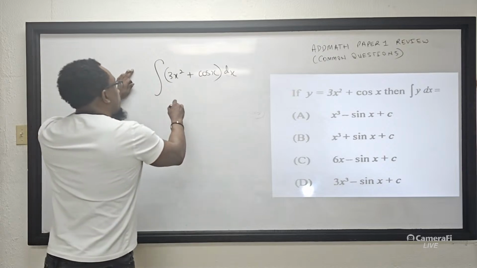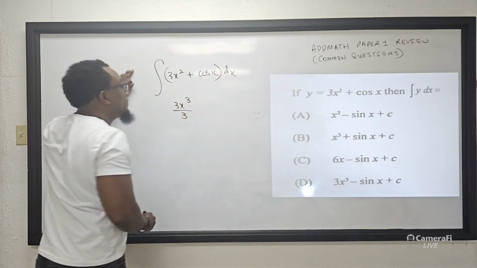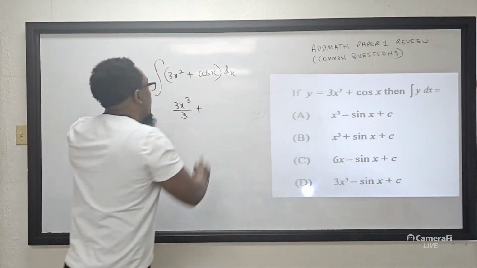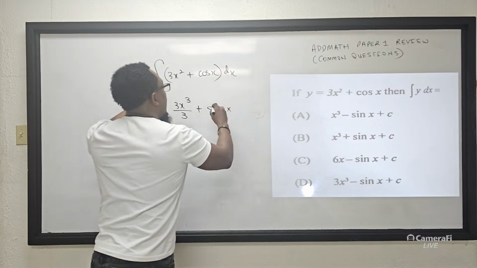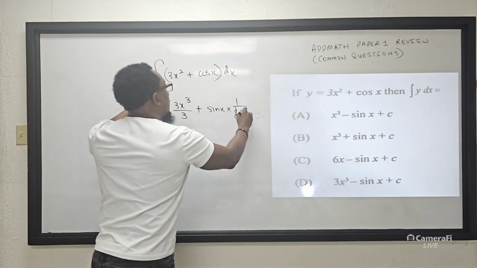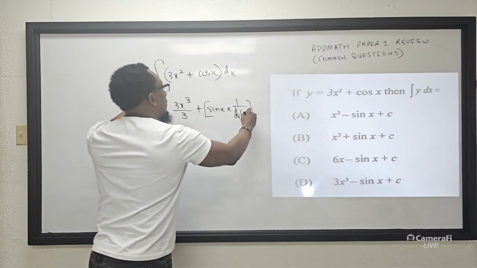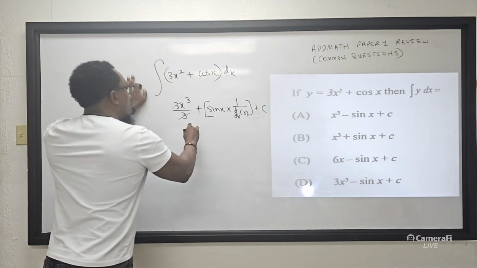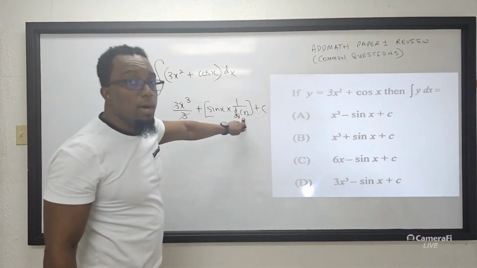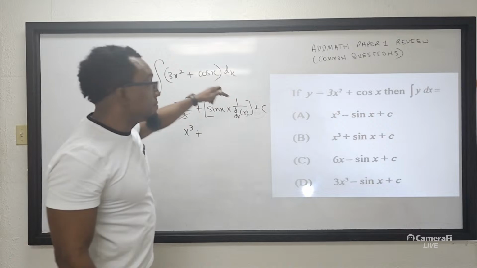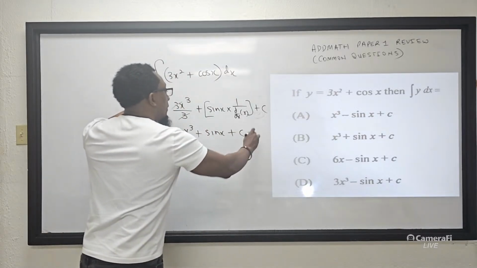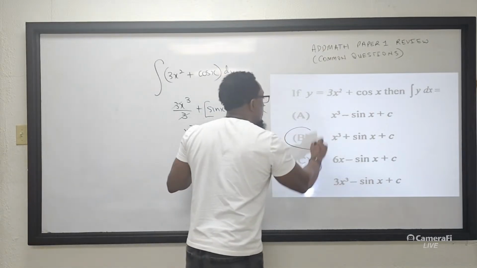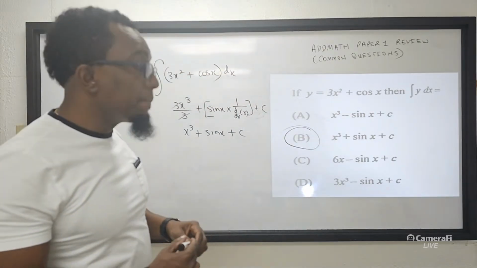So I add 1 to my power, I divide by my new power, plus the integral of cos the angle is sine the angle times 1 over the differential of the angle. So you're going to get here 3 into 3 is 1, x cubed, plus the differential of x is 1, or 1 divided by 1 is 1, 1 by sine x is sine x. So x cubed plus sine x plus c.